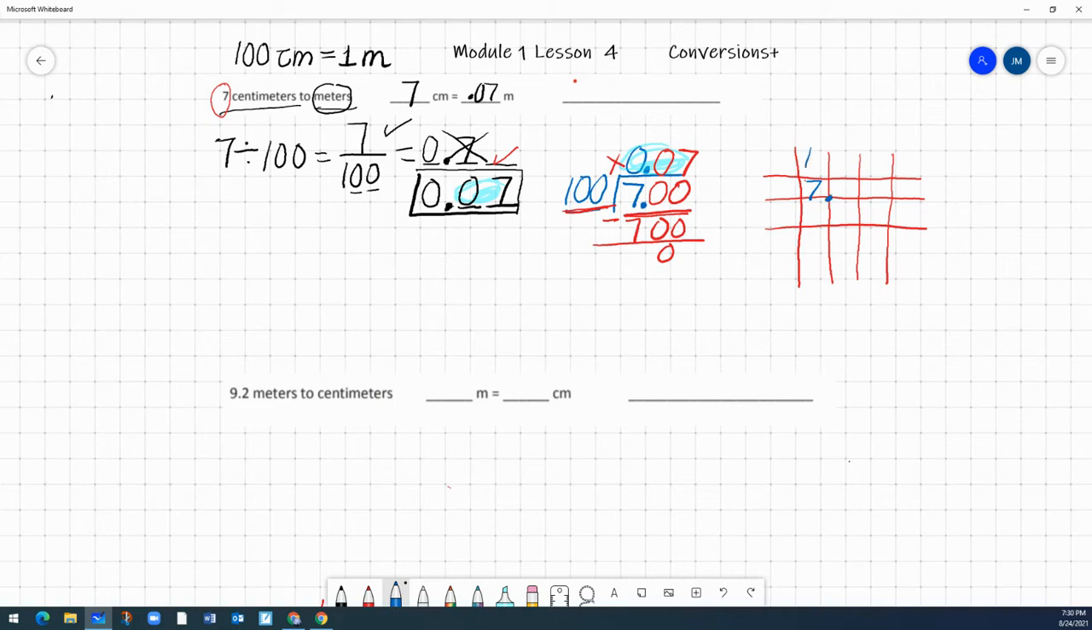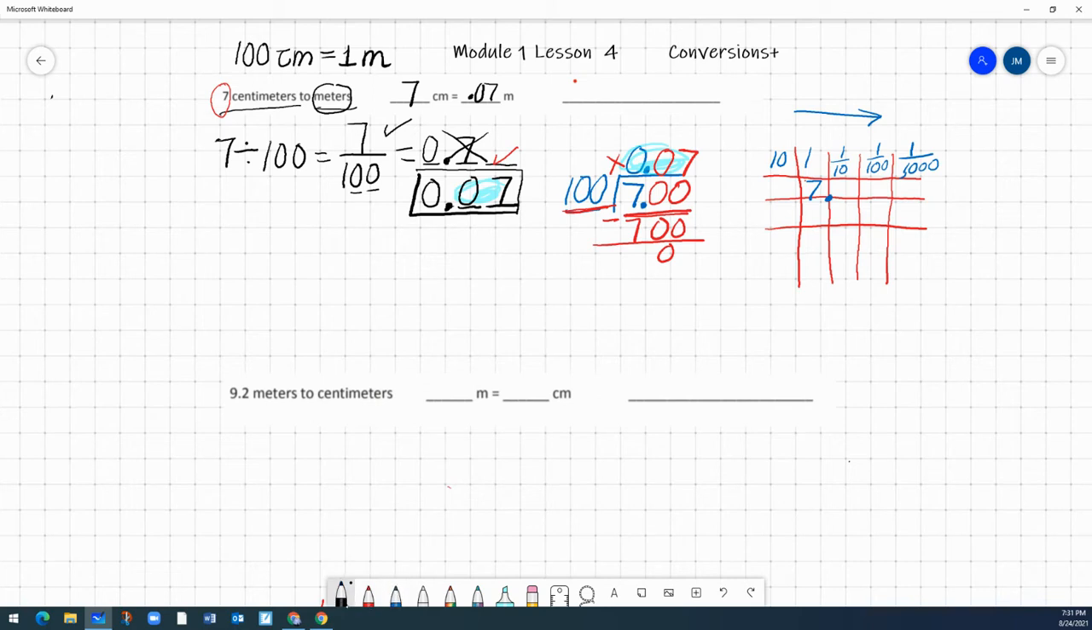So these are the ones, these are the tens, these are the tenths, these are the hundredths, and these are the thousandths. Okay. Now, when you are dividing the numbers, when you're using the place value chart, the numbers are moved to the right of the decimal number. So let's do that right now.